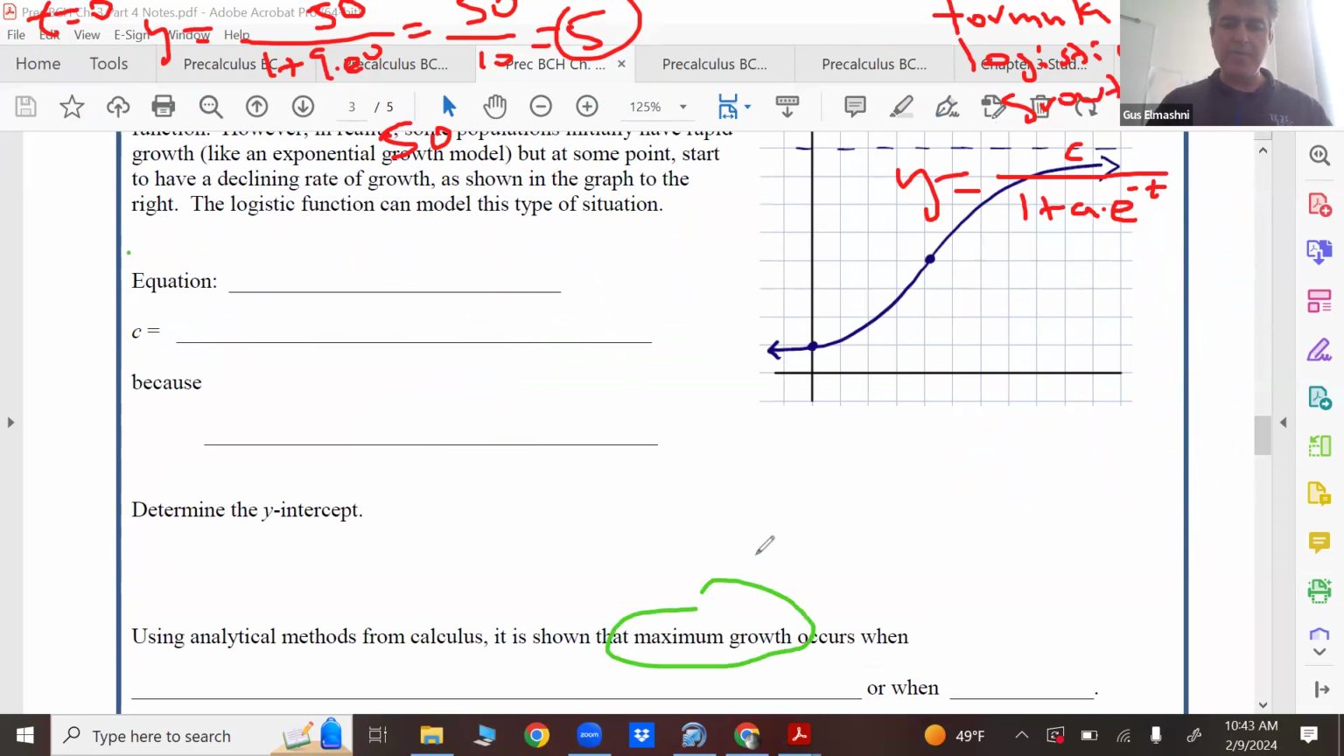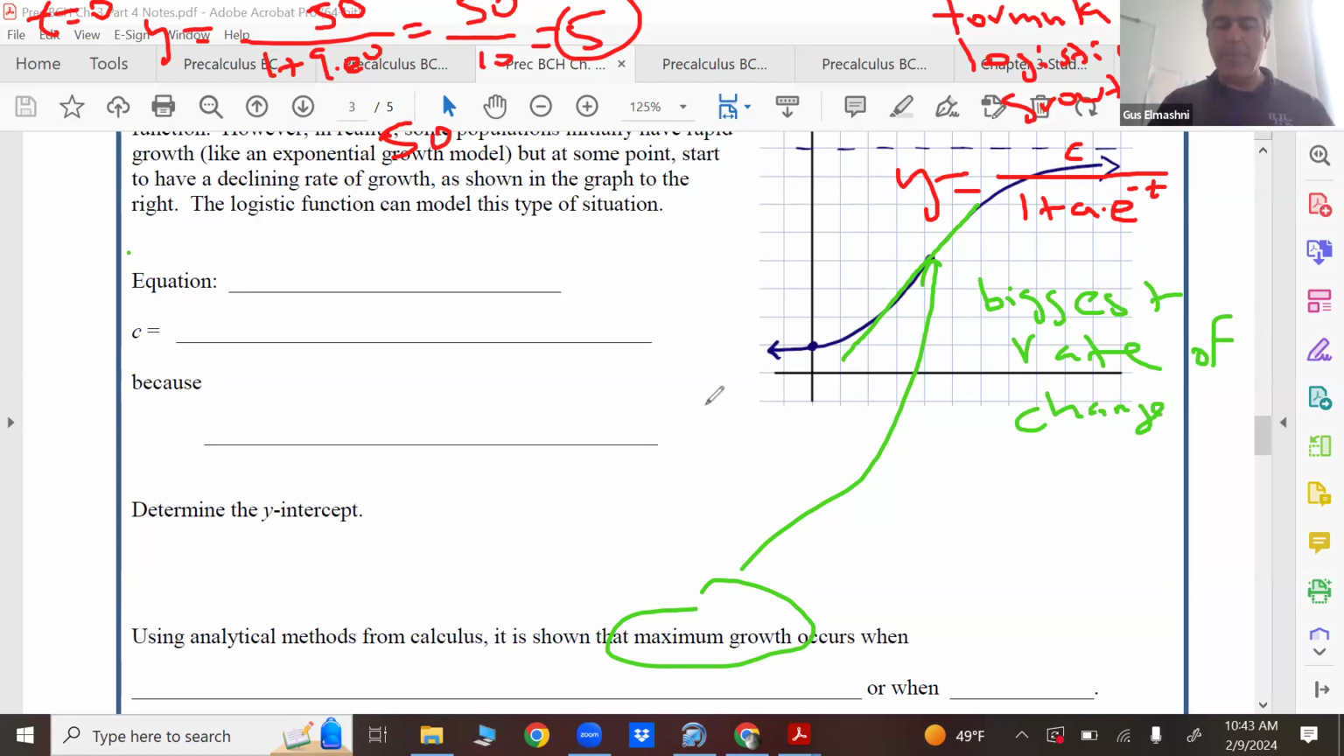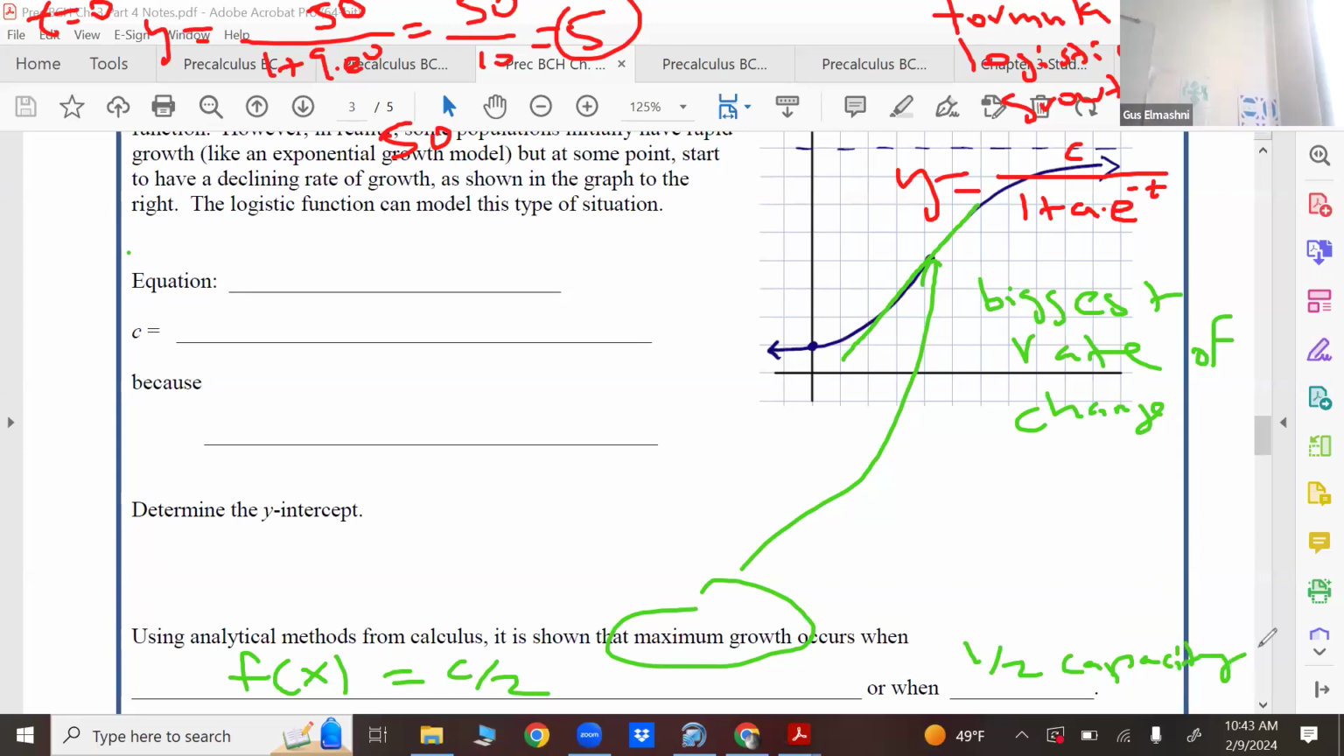The maximum growth occurs right there, because that's the biggest rate of change. My apologies. I was correct with C, what I said about that, but it occurs when f of x equals C over 2, or when we reach half the capacity. Because see how that's the steepest change right there? That's what happened there.